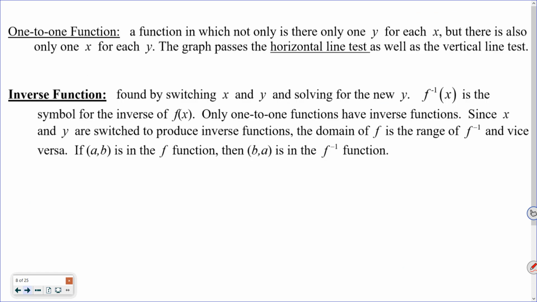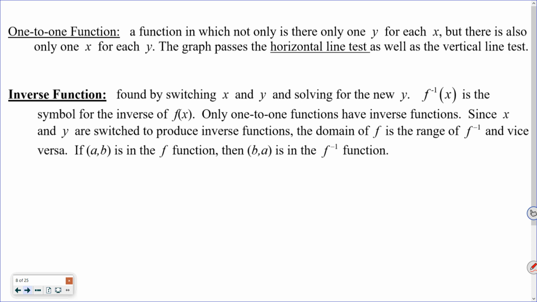Okay, a one-to-one function. We said for a function, for every x, there's only one y. But the y's can repeat themselves as long as when I plug in an x, I only get one. You can get the same y out every time. Well, a one-to-one function actually has to go both ways. So not only is there, for every x, only one y, but for every y, there's only one x. It has to go both directions.